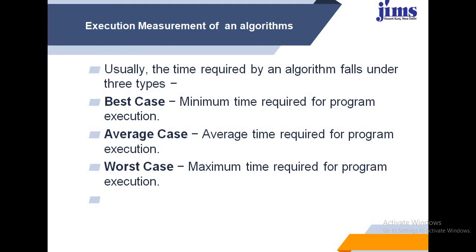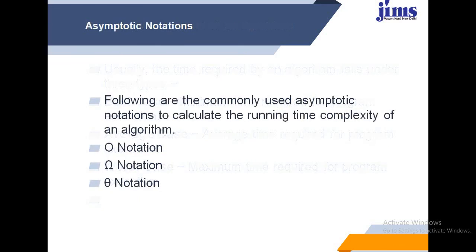कि हमें एक एल्गोरिथम है उसका बेस्ट केस निकालना. बेस्ट केस का मतलब क्या है, मिनिमम कितना टाइम इसमें रिक्वायरमेंट होगा. तो सेकंड इज एवरेज केस, एवरेज टाइम रिक्वायर्ड, एंड लास्ट इज वर्स्ट केस, मैक्सिमम टाइम रिक्वायर्ड फॉर दिस प्रॉब्लम execution. So these are the three parameters for measuring of your algorithms.